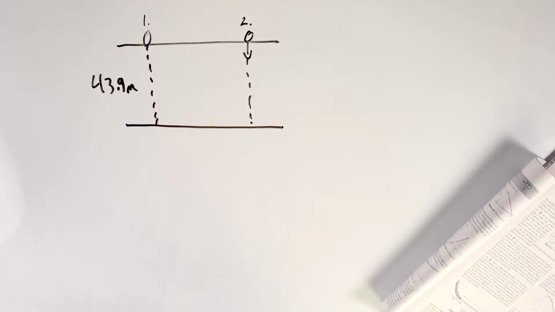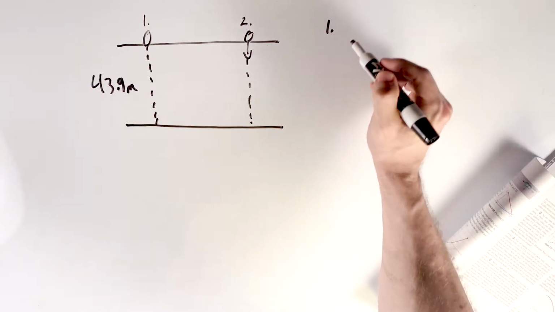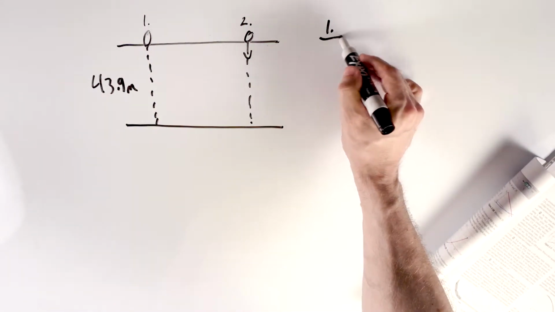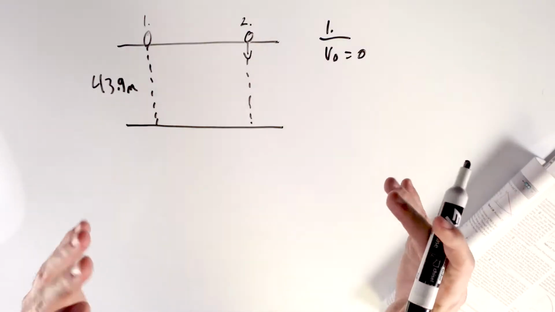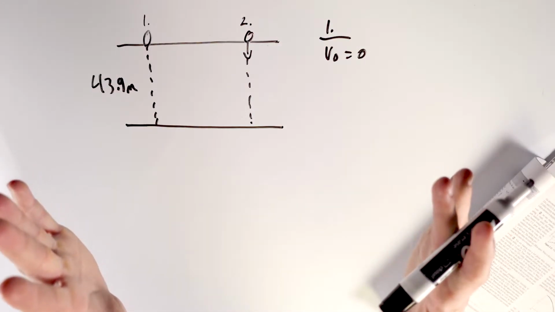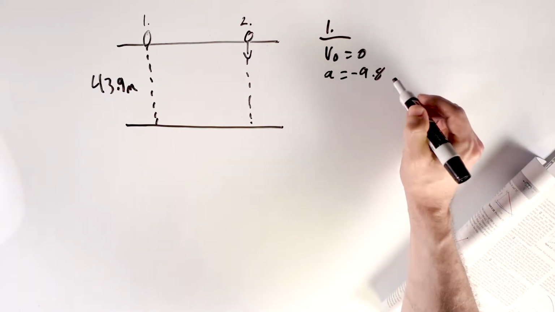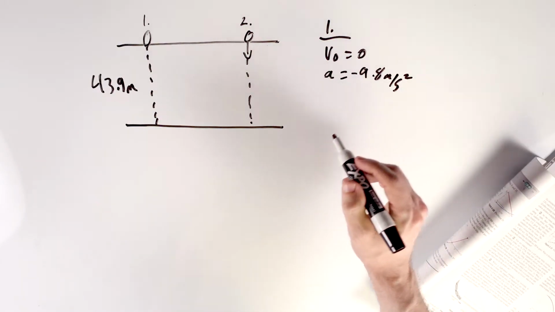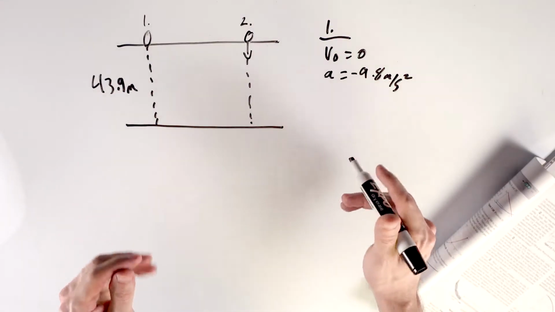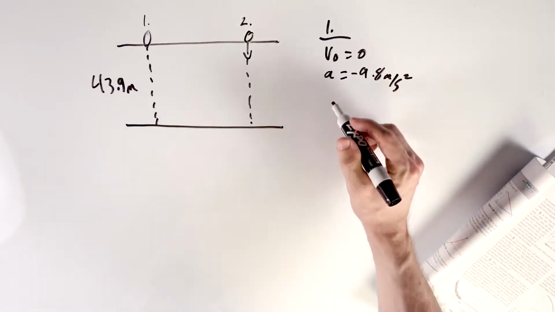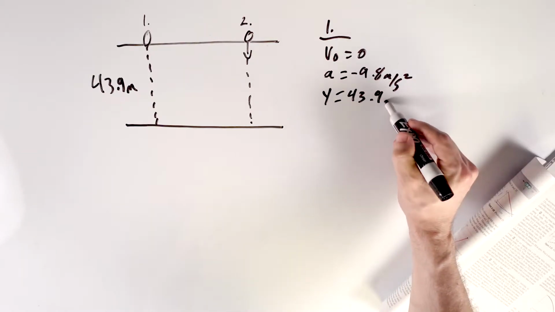Okay. So initially I would do the same thing. I would write for number one, which is person number one over here. You have this information. You have initial velocity. This actually equals 0 because you're just simply holding it. It starts at 0 and you let it go. So you also have acceleration, which is your negative 9.8 meters per second squared. And then you have the height, or when you go to use the physics equations, when you have the equation that has x, you can change it to y. So in this case, we're just going to say y. Y equals 43.9 meters.